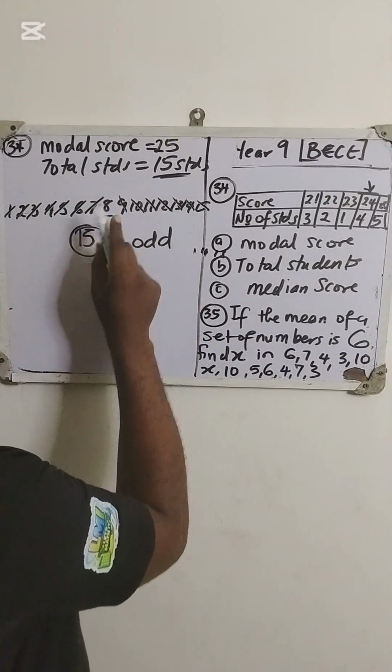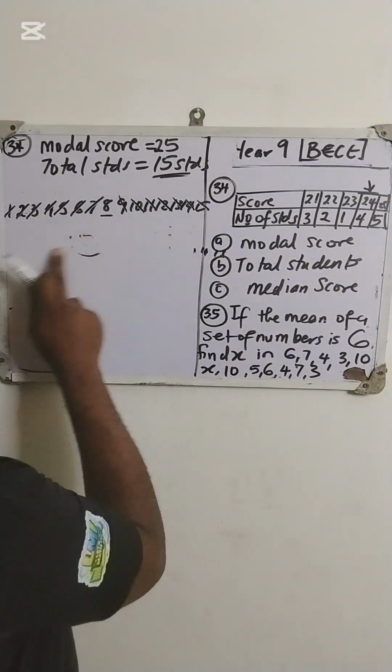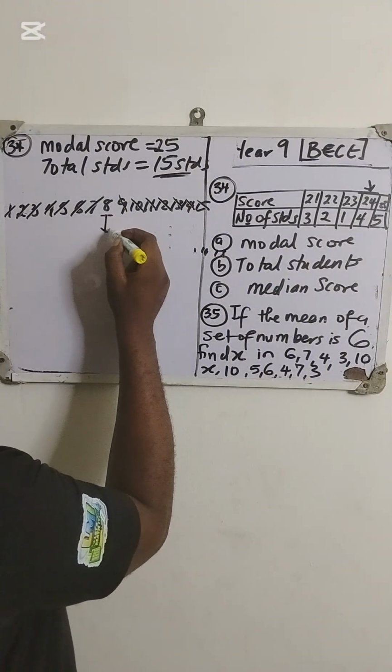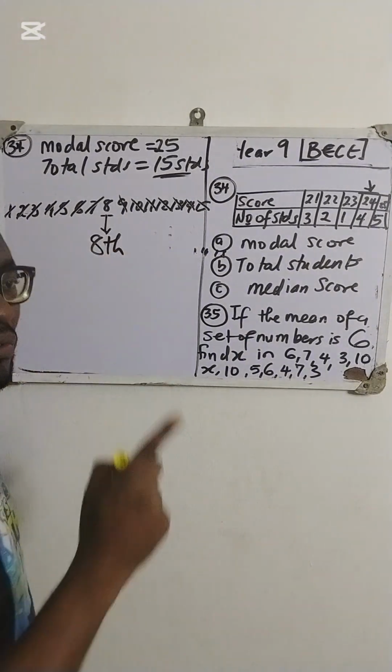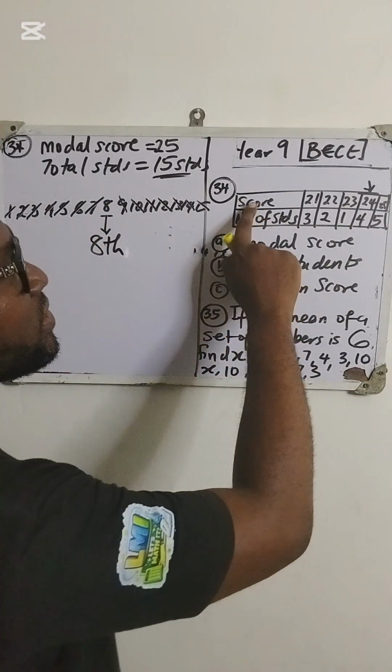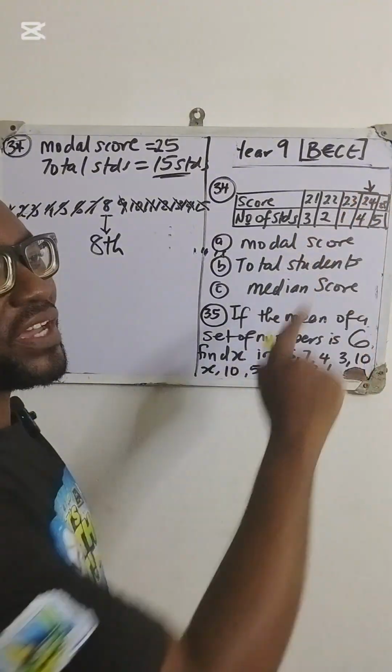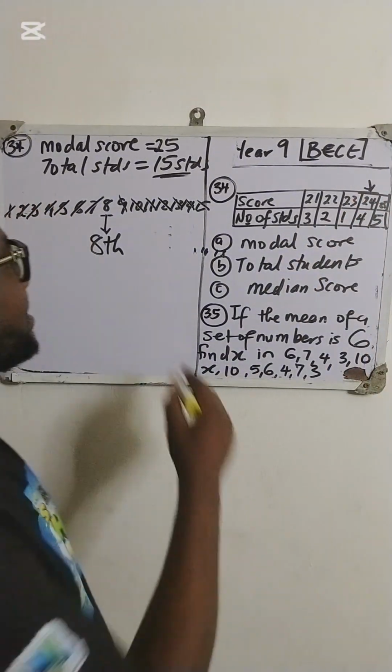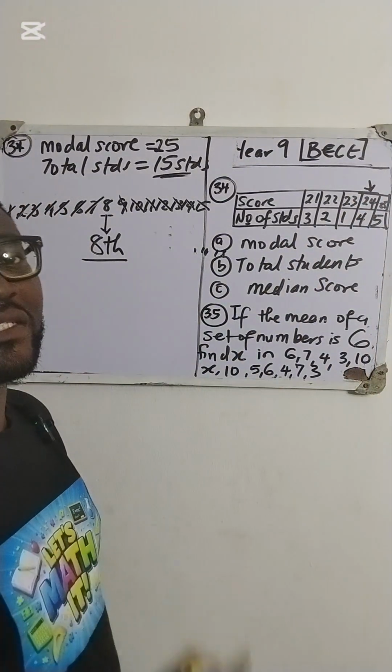So that means the 8th position. This means the median score is not 8. See the scores, 21, 22, 23, 24, 25. So it cannot be 8. But the 8th position, that's where our answer is.